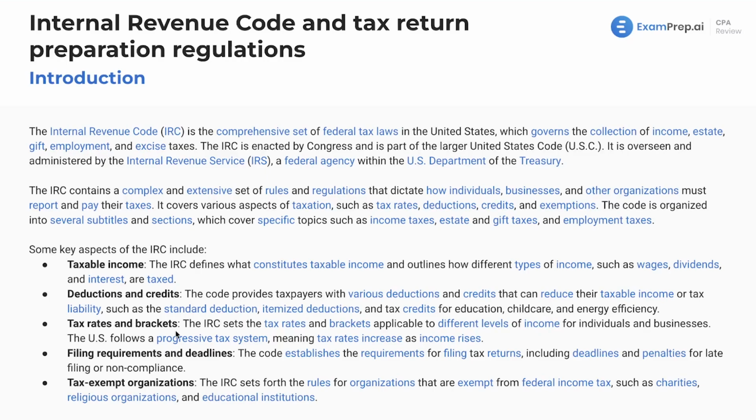It's going to talk about the tax rates and the brackets, how the marginal tax rate system, the progressive tax rate system, works. And this means that tax rates are going to increase as income rises. Filing requirements and deadlines. This is a whole lesson in and of itself as well. We'll talk about that. And then tax exempt organizations. This is not an exhaustive list. We've got so much more the IRC talks about quite a bit, and we're going to dive through it all and make sure you understand.